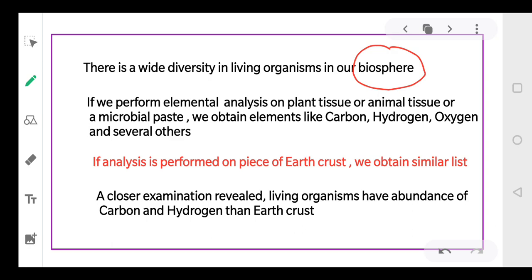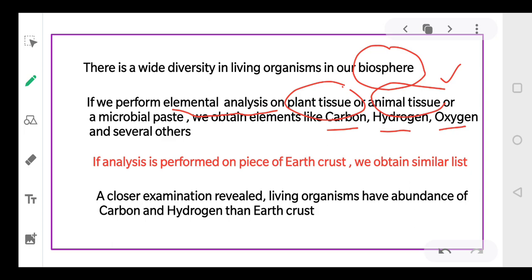Right? Now, if we perform an elemental analysis, elemental analysis means if we find out what are the various elements present in a plant or an animal tissue. So if we perform an elemental analysis on a plant tissue or animal tissue, plant tissue means you can take a leaf, the stem, any part of the plant, an animal tissue, any part of the animal, you can take liver, any other organ or any tissue, or we can take a microbial paste. We will find that after the elemental analysis, we will obtain the elements like carbon, hydrogen, oxygen, etc.